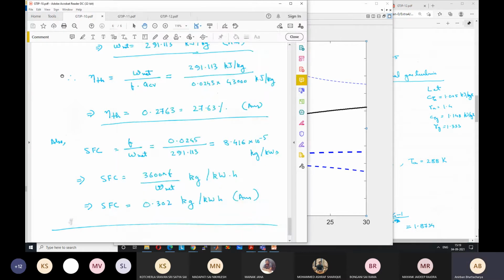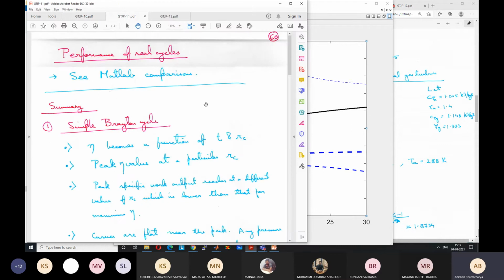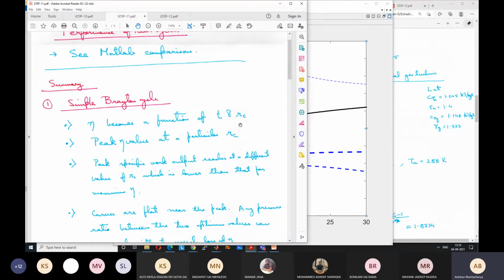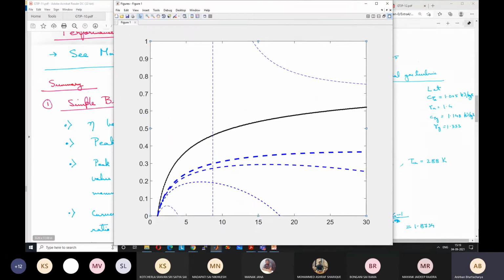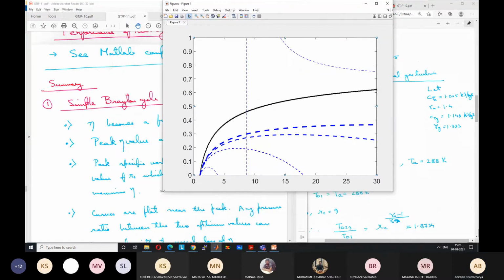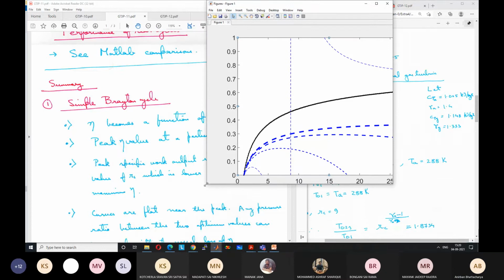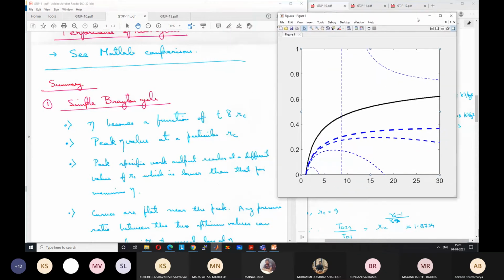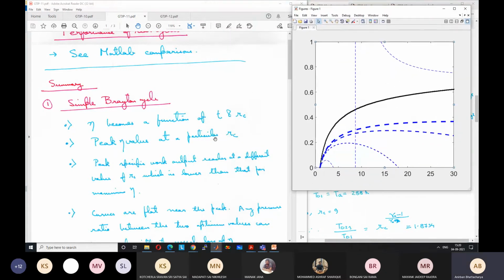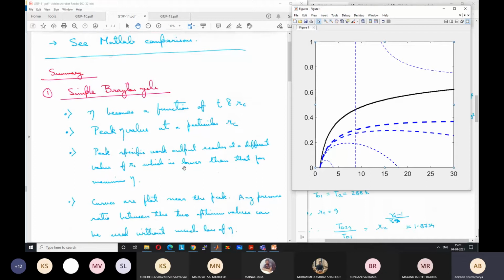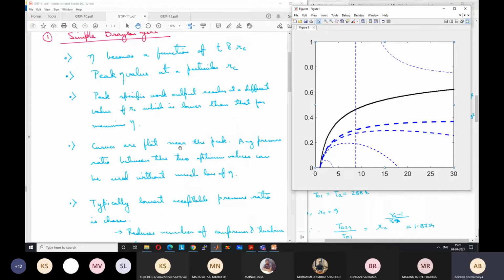So what else observations are there? I have noted them down. So eta becomes a function of T and RC. Peak value of eta occurs at a particular compression ratio, as we have seen. Peak specific work we have not yet seen. We will see later. Curves are flat near the peak. Okay, that also we have seen. For the work also we will see later. Then we'll come back to this point.